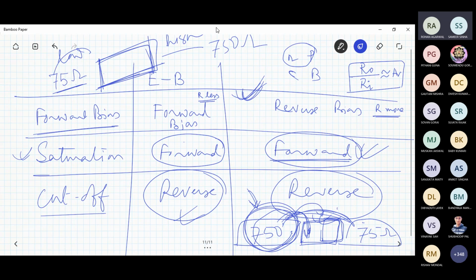NPN probably will not give you this. For PNP, you will definitely get this sort of application. For NPN, you will get forward and reverse, forward and forward, reverse and reverse. PNP will be just the opposite of this NPN configuration.